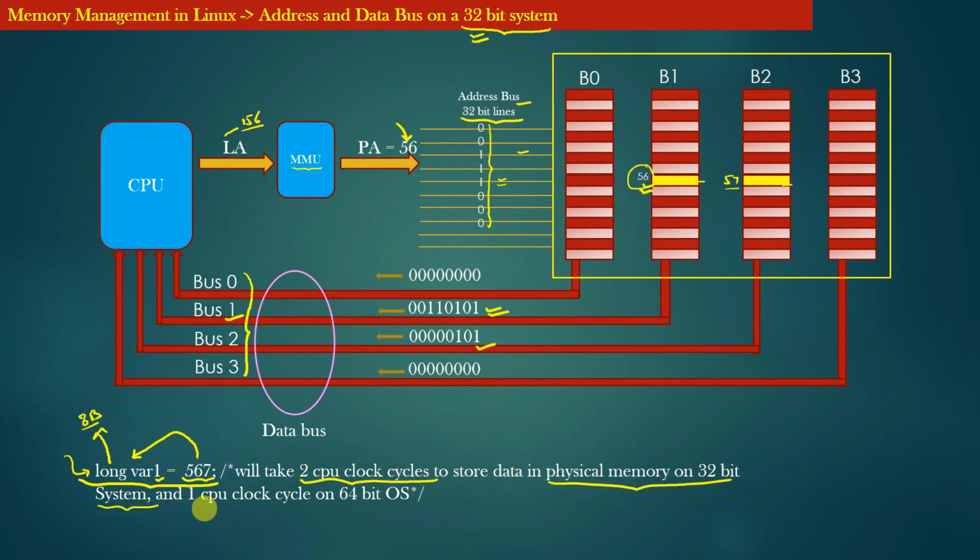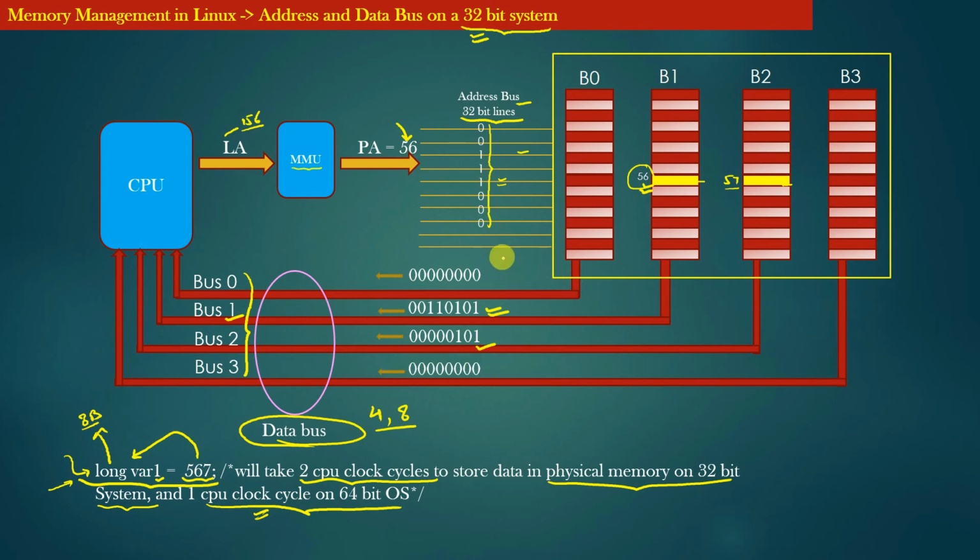and if your system was a 64-bit operating system, then the CPU would have taken 1 CPU clock cycle to perform the same operation. So the data bus actually defines how many bytes of data the CPU can read or write into the physical memory. For a 32-bit system it is 4 bytes, and for a 64-bit system it is 8 bytes. So this is how the address bus and data bus collaborate together to facilitate communication or data exchange between the CPU and physical memory. Now I will ask you one question.